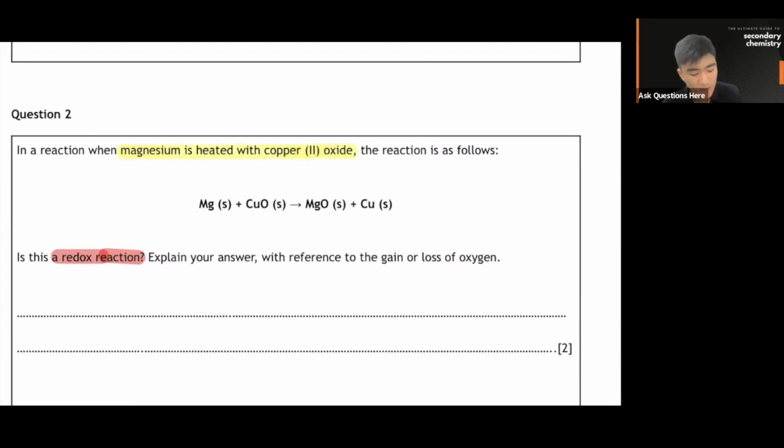Magnesium is heated with copper 2 oxide. The reaction is as follows. So this equation is given to you, where we can see that magnesium is heated with copper 2 oxide, which will give us magnesium oxide and copper. I want you to spend 30 seconds and think whether or not this is a redox reaction. Once you have your answer, you can type it in the chat whether it is a yes or a no.